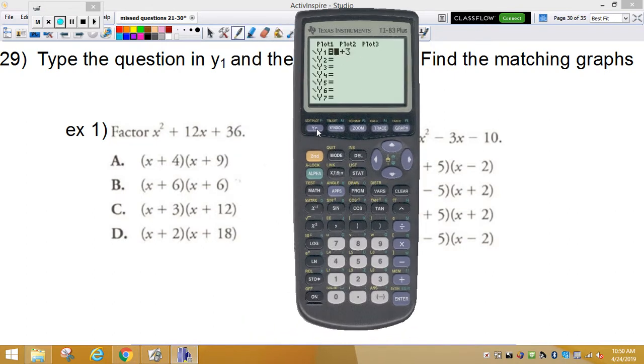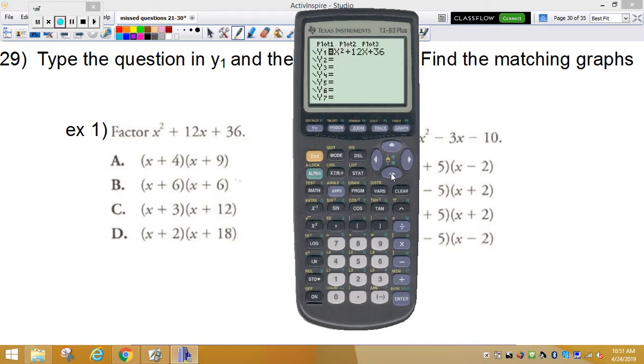You're going to go to Y equals, let me change my mode back to normal. So we're going to have x squared plus 12x plus 36. We're going to graph it. So that's what I want my answer to look like.